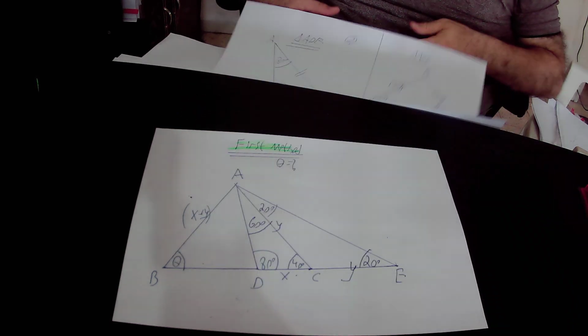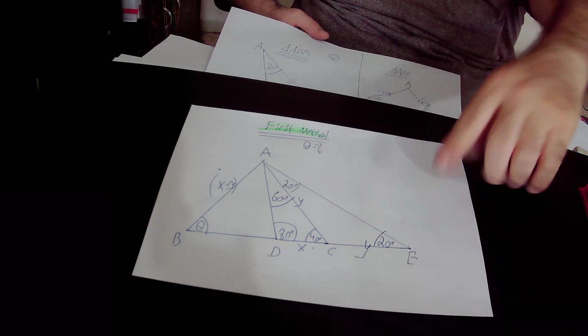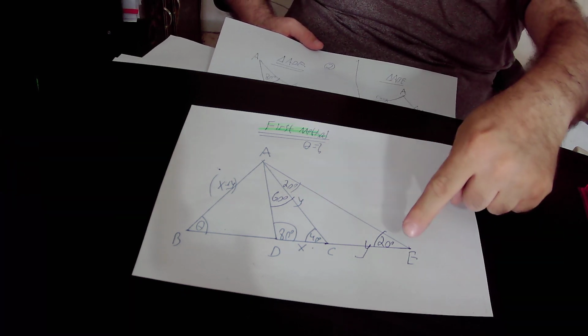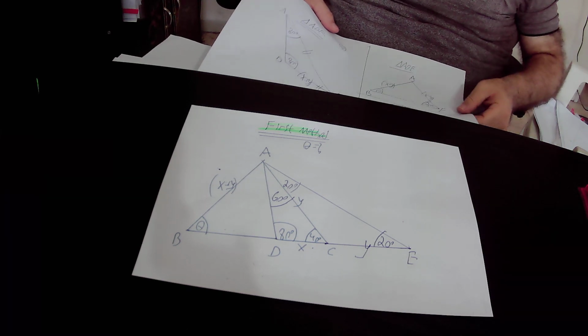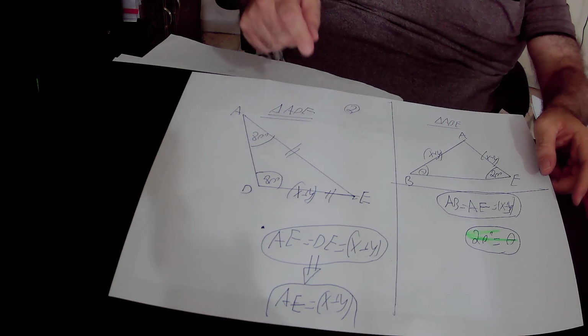What is the length of side DE? DE equals DC plus CE. That is to say, DE equals DC, that is x, plus CE, that is y. So in total, DE equals x plus y. So we can write here that DE equals x plus y.